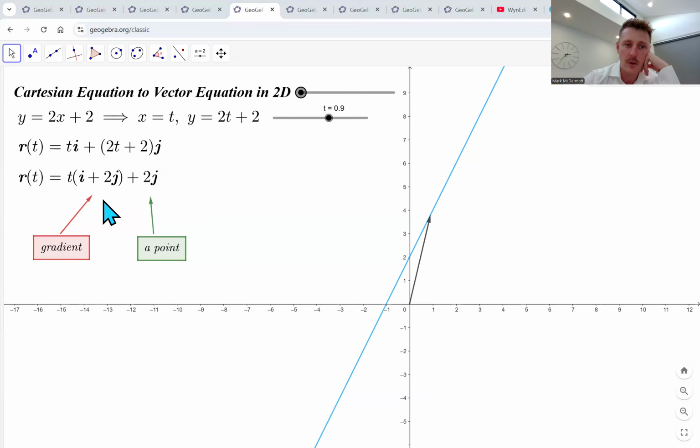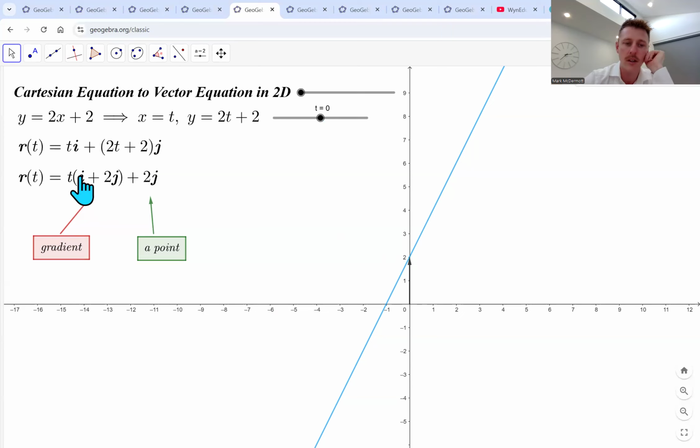Let's just break that down a little bit. This should feel intuitively correct because this 2j is a point on the graph. We know just from linear relations that this is a y-intercept of 2. So when t is 0, this whole term will go away, and it should be pointing at a y-intercept. So we get that pointing at that y-intercept there.